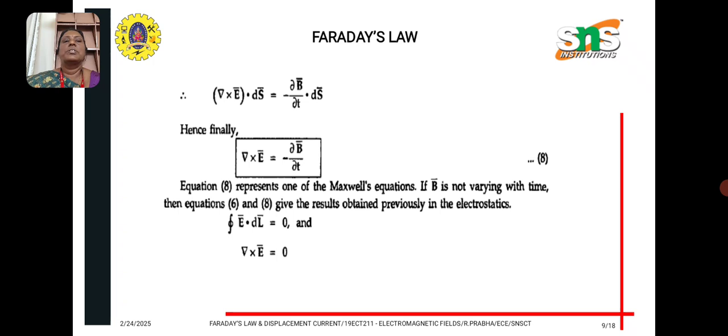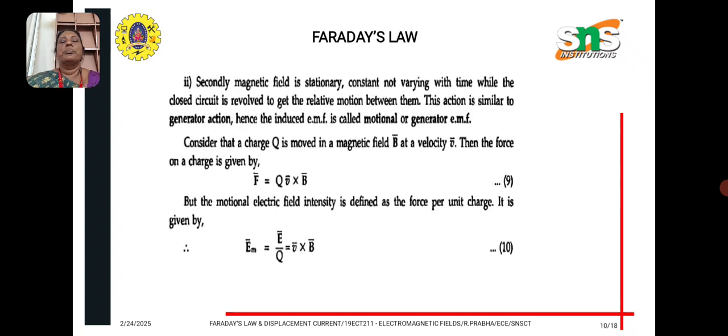And this equation is one of the very famous Maxwell's equations, and if B is not varying with time, the equations give the results obtained from the previous equation of electrostatics, that is integral of E dot dl equal to 0 and del cross E is equal to 0. And now we see the second condition.